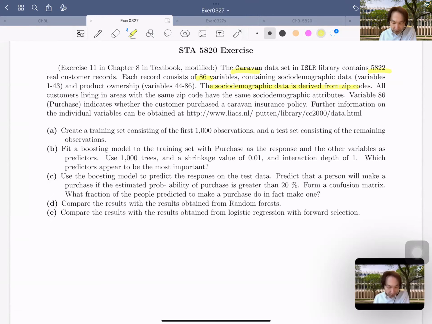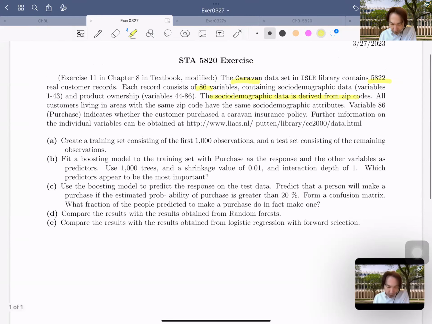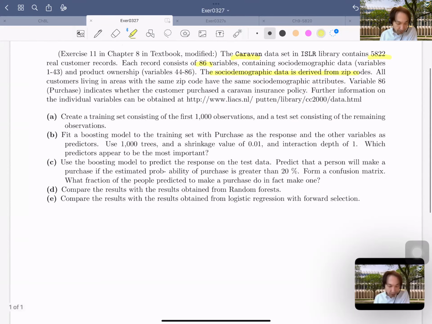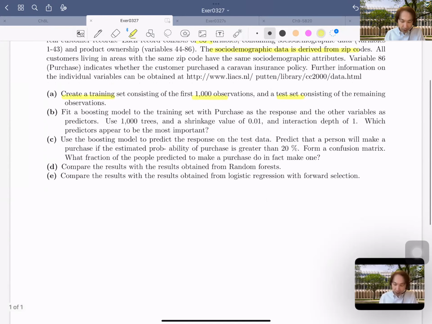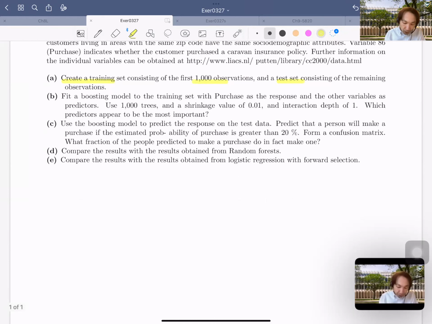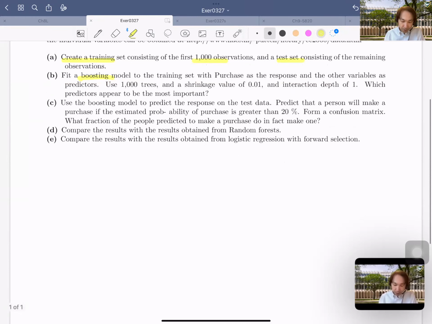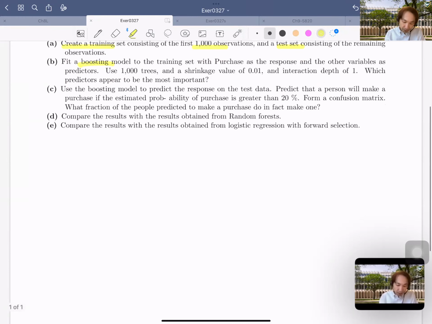And the last variable is whether or not the customer purchased the caravan insurance policy. So that is the response variable, and this is a classification problem. The question is, at first, create 1,000 observations as a training set, and the other observations as the test set. Here, I don't ask you to randomize, since this data set is originally randomized. And then fit the boosting model with this specification, and then get the table.